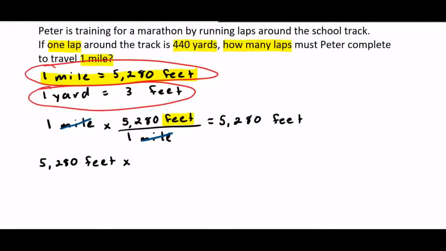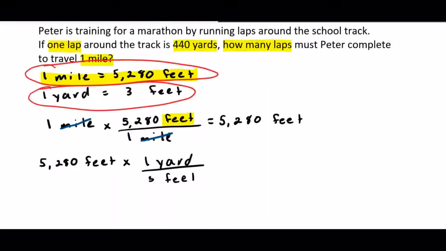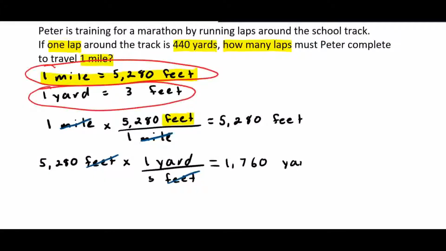So we need to cancel out the unit of feet. So 1 yard is equivalent to 3 feet. And as you can see, the feet cancel out and we are left with the unit of yards. Now, 5,280 times 1 is going to equal 5,280. Now, if we do 5,280 divided by 3, we are left with 1,760 yards.